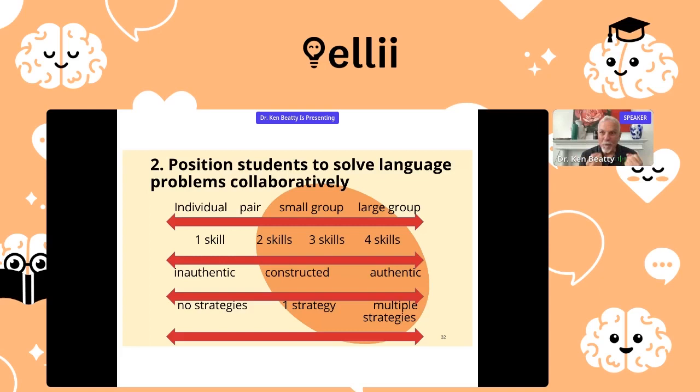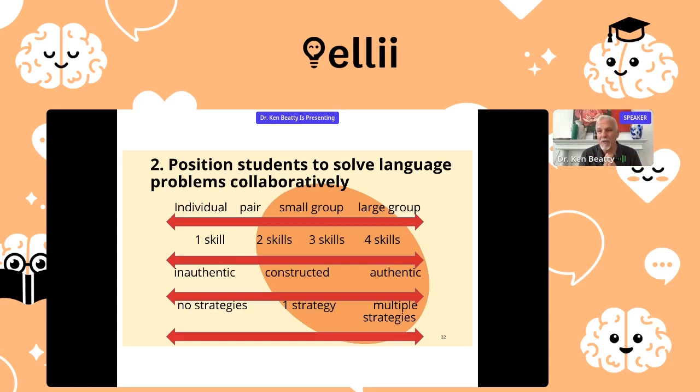So it's even the case where if it's a marked assignment, the best English speaker is going to help the weakest English speaker, because otherwise their whole group is represented by someone who is less able. So it's a better thing.